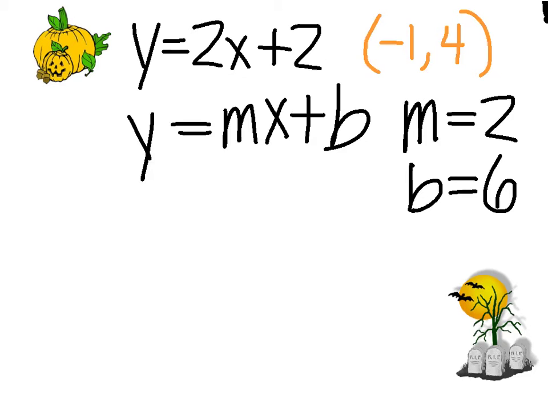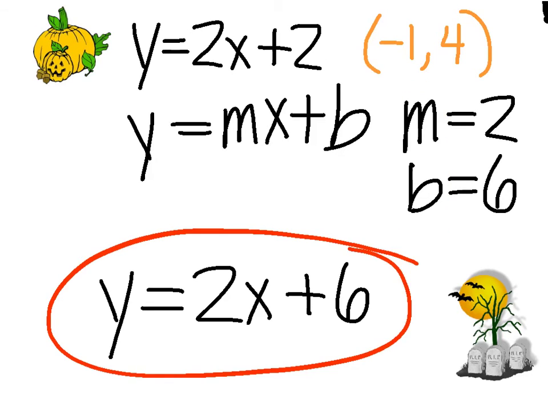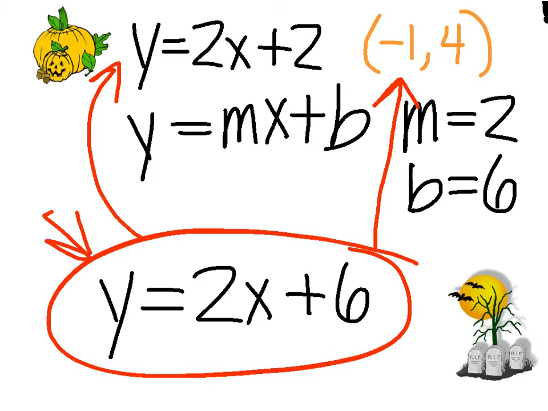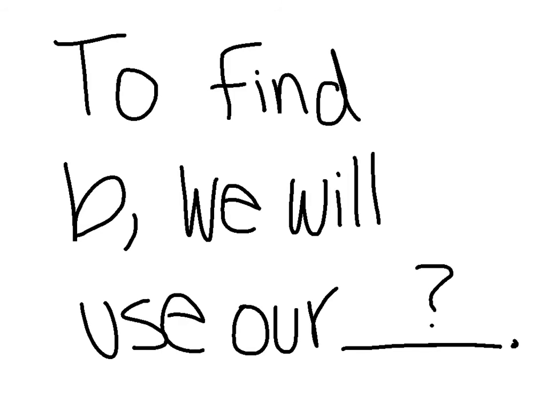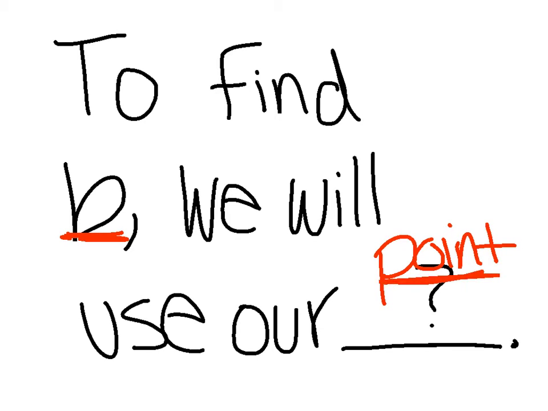Okay, now that we know that our slope is 2 and our y-intercept is 6 of our parallel line, we're just going to plug in our slope and our y-intercept, and this will be the answer. Alright, to find b, we use our what? Okay, to find b, we're using our y-intercept, and we are using our point. So these are the 2 things we need.